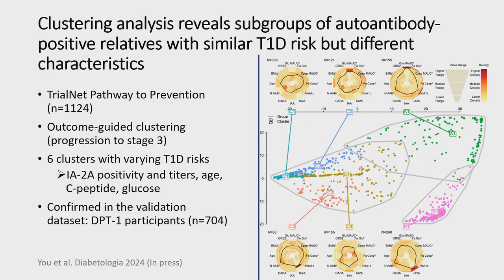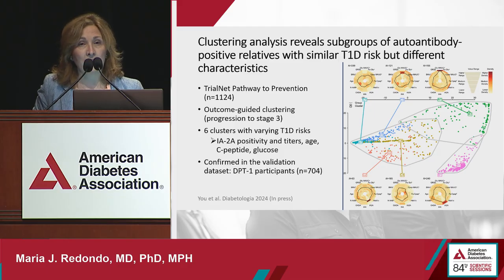So basically within each cluster, individuals have similar risk of progression to type 1, but they can have very different characteristics. In particular, we saw that the presence of insulin, the IA2 antibodies, which has been for a long time known to predict imminent progression to type 1 diabetes, constitutes a very powerful clustering variable. And those individuals, even when it's the only antibody they have, the risk of diabetes is very high. Age, which has been mentioned before, is also a very powerful variable that clusters individuals according to the risk of progression to type 1 diabetes, and so is C-peptide and glucose. We were able to confirm these findings in a different independent data set using the DPT-1 study, which are also individuals who are autoantibody positive at risk for type 1 diabetes.